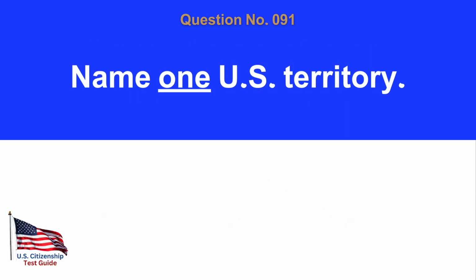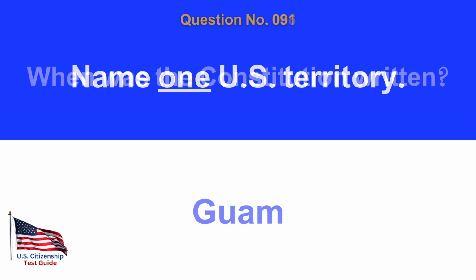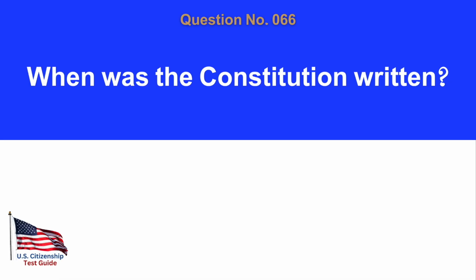Name one U.S. territory. Guam. When was the Constitution written? 1787.